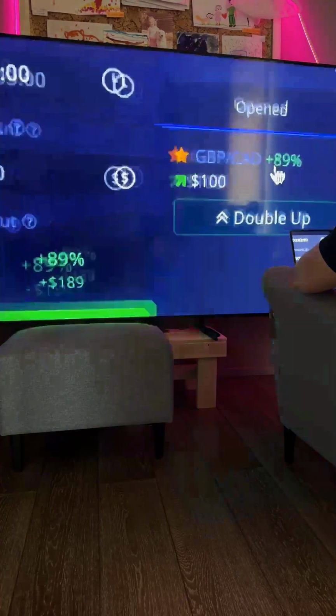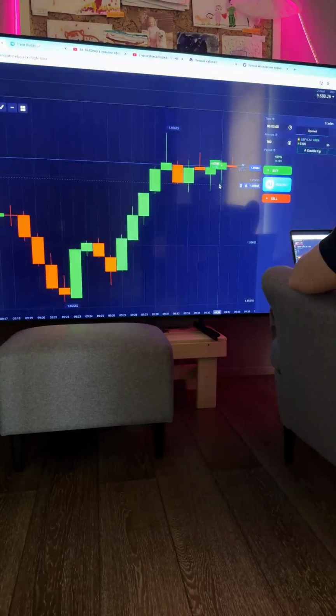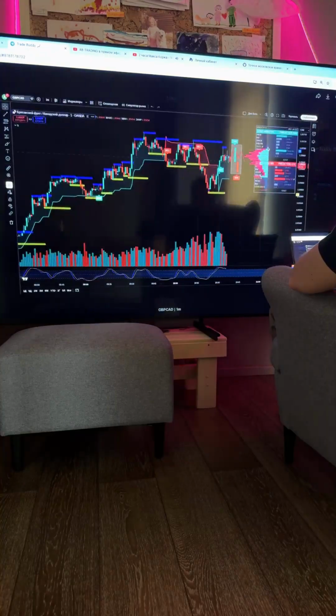Who hasn't managed to get in yet? British pound, Canadian dollar? Keep an eye on it. Entered an upward trade for 3 minutes. So what do we see here? We entered the bot together.